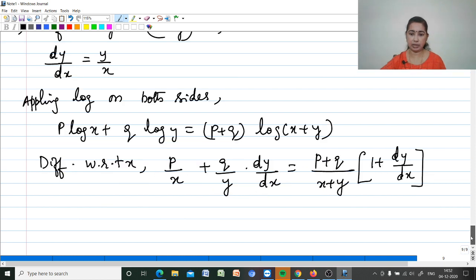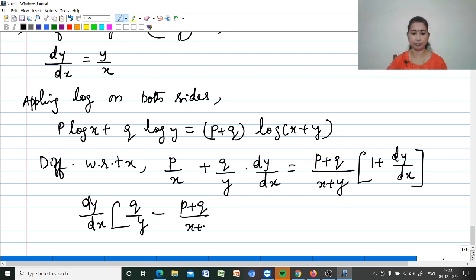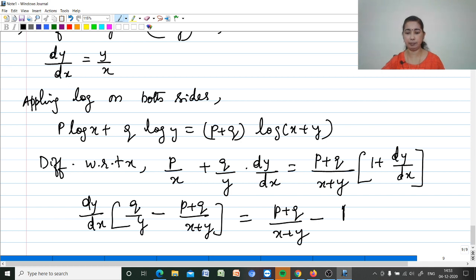Now the terms containing dy by dx, we are writing it together. So dy by dx into here q by y, then from this side minus p plus q by x plus y, because if you are opening the bracket, first term is p plus q by x plus y plus p plus q by x plus y into dy by dx. So from that we are taking dy by dx outside and writing this together equal to p plus q by x plus y minus p by x.